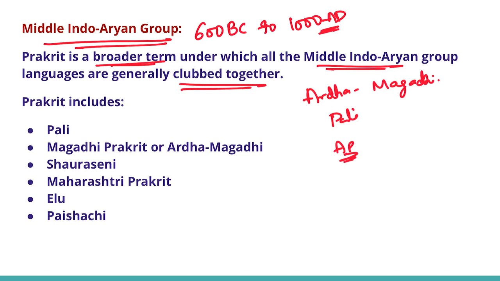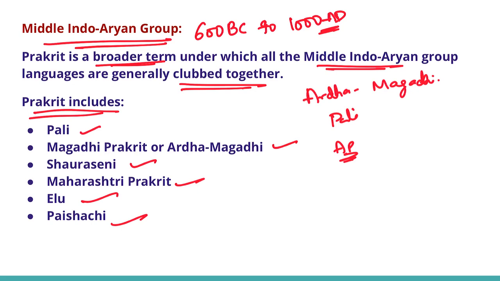And it is very important to note that the period of transition from one language to another, from one dialect to another, is slow, and it cannot be separated into strict chronological periods. Prakrit includes Pali, Magadhi Prakrit or Ardha Magadhi, Shauraseni, Maharashtri Prakrit, Elu, and Paisachi.